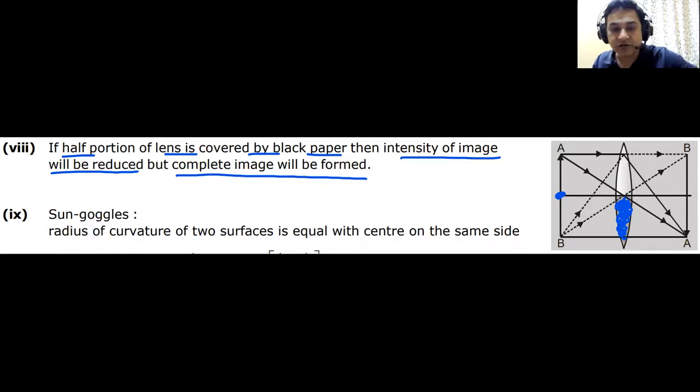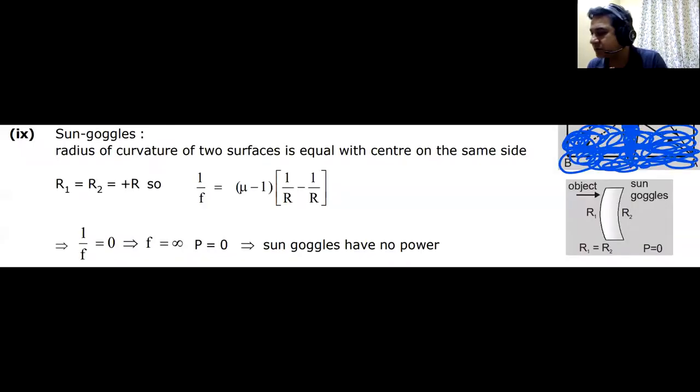Okay, I'll give you a minute to write it down. All of us, we are doing summertime sun goggles. The sun goggles are something like this. It has obviously 2 refracting surfaces. The radius of curvature of both these refracting surfaces is the same. Do you see this? And both the refracting surfaces are positive. The radii of curvature are positive. So one is concave, the other one is convex. One is convex, the other one is concave. Do we understand this? Of the same radius of curvature.